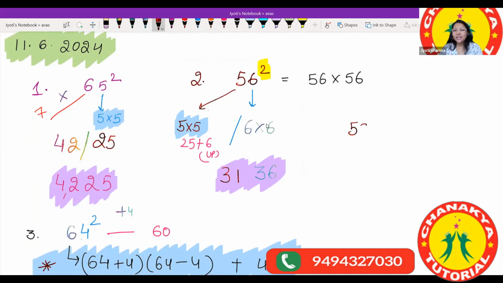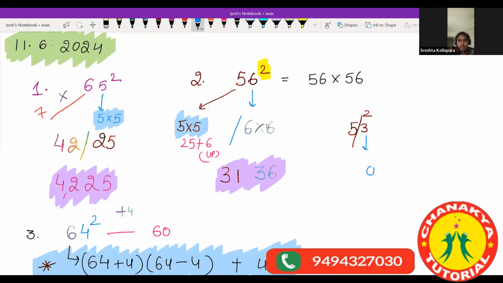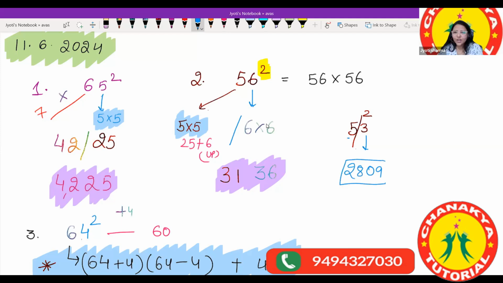Let's say 53 square. Let's divide it into two parts. What is 3 square? You tell me. 9. We are going to write 09 because we are going to place our answer in double digits. Now half the part is done. What is 5 square? 25. Now in 25, you just add your unit place, which is 3. So 28. Done. That's your answer. Clear, ma'am? All right.